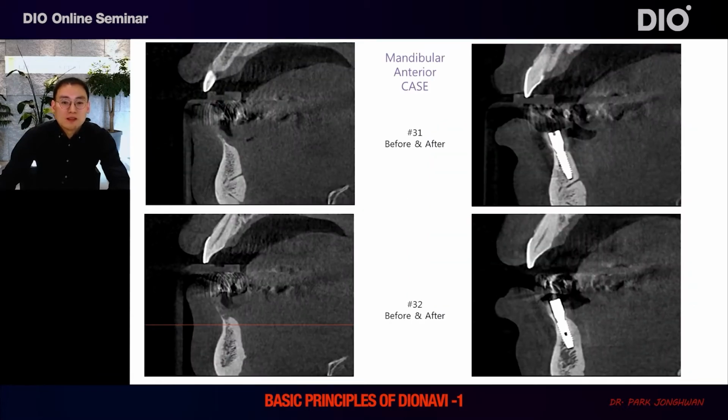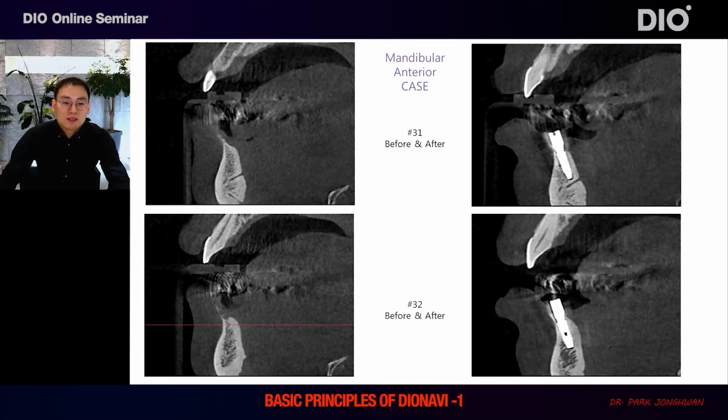And then there's another case. This case made me think that DIO is really precise. This is a mandibular anterior region. Here's the nutrition tube. It's either a nutrition tube or a blood vessel. This case went along perfectly with the plan.